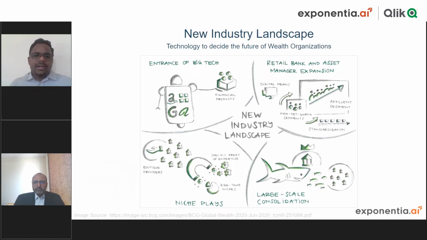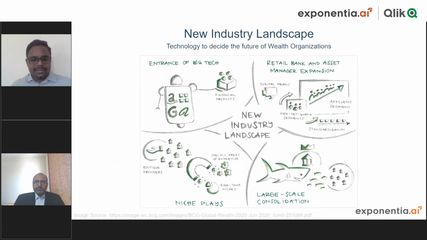And then there is now entrance of big tech. So like Alphabet or Google, Alibaba, Microsoft, all of these big technology companies, they are also sort of spreading their wings into the asset management and securities kind of businesses. So if they come into this business, what will happen is the sector is going to be transformed. It is already getting transformed through technology. So basically, the underlying point here is that technology is going to decide the future of wealth organizations, right?